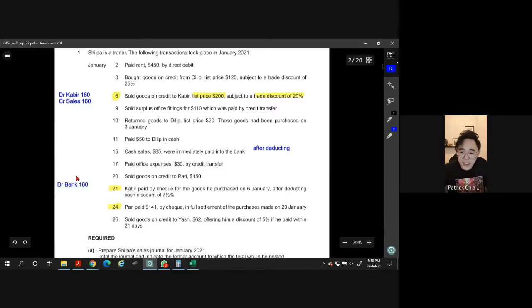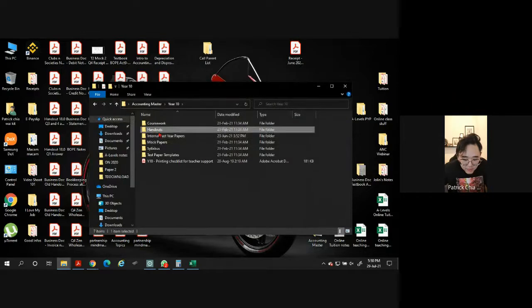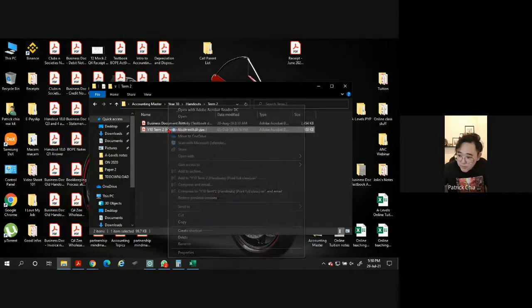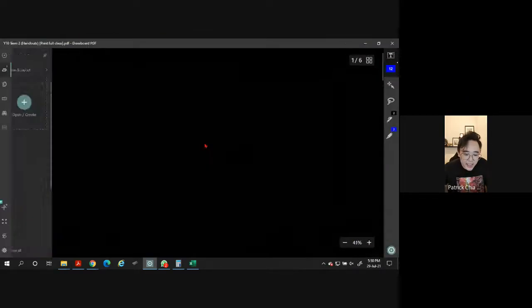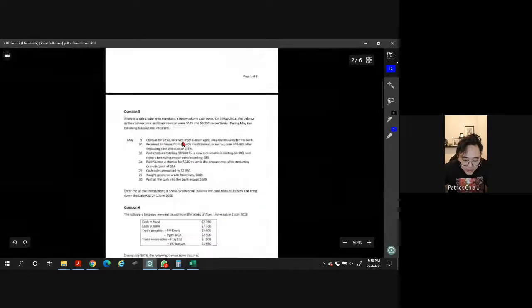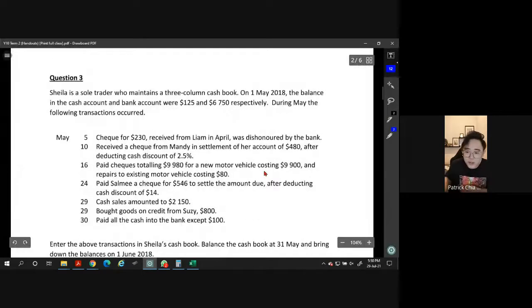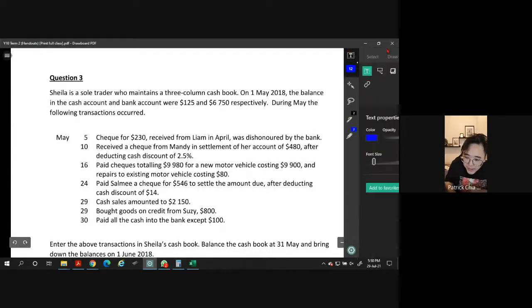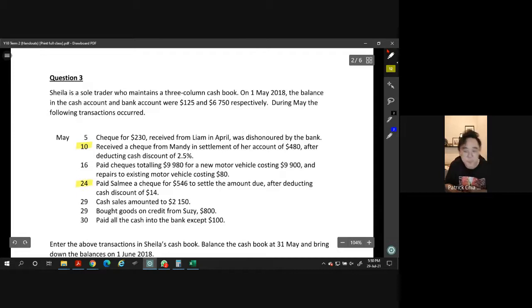Can I find another question for you guys to show you? Okay, and let me find the one from my school handout. Normally it's not deducted. Yeah, no. I want to show you using the tricks that I've seen. Okay, question 3. So guys, look at this question 3 here, and we look at transaction number 10 and also 24. Okay, 10 and 24. So let's look at 10 first.